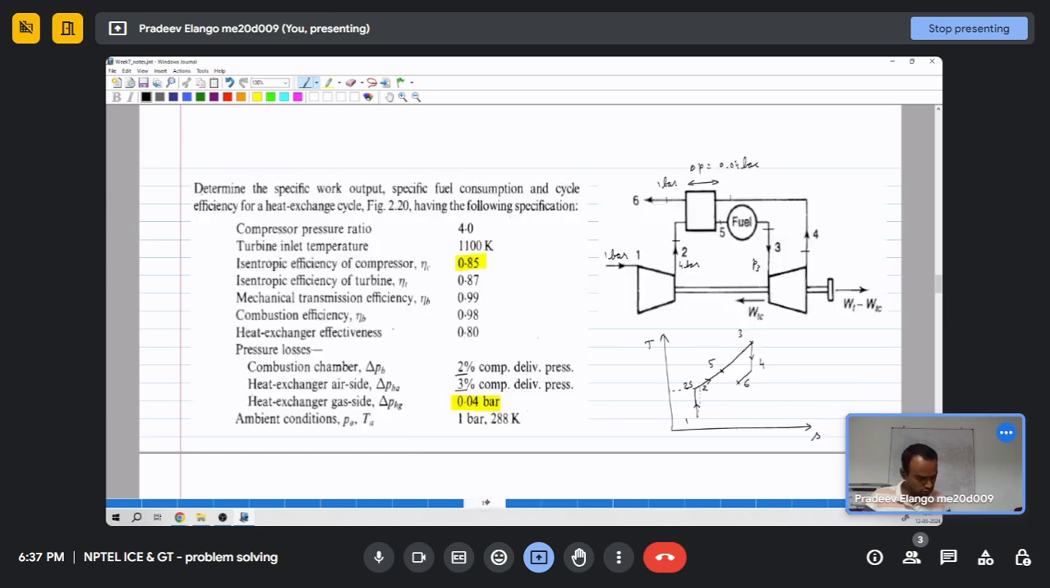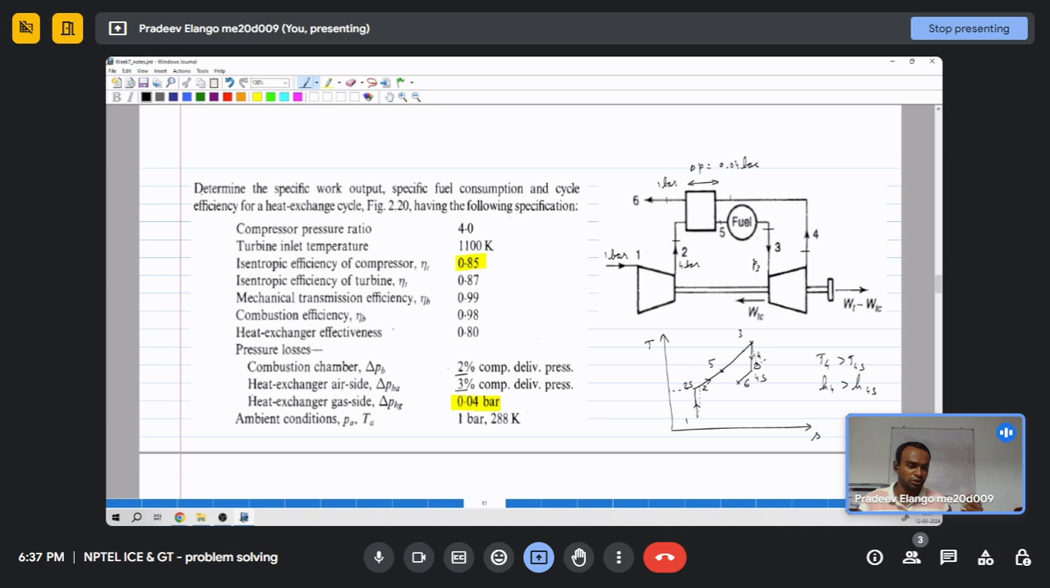If I draw this, 4S is the vertical straight line that we get, whereas in the actual case, it will go to this point, that is 4. Here again the end pressure will be the same in the actual case compared to the ideal case, but the temperature at which we end up will be higher than the ideal case. So T4 will be greater than T4S, and that means enthalpy at 4 is greater than enthalpy at 4S.